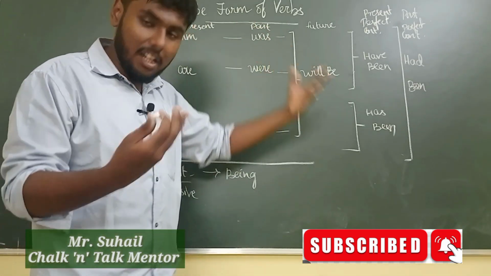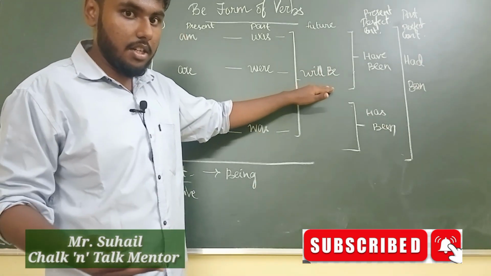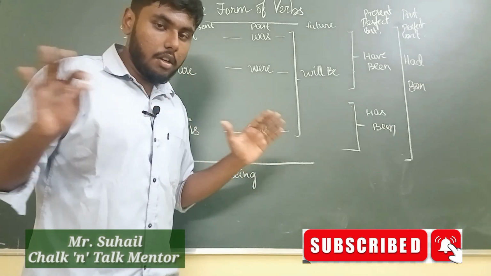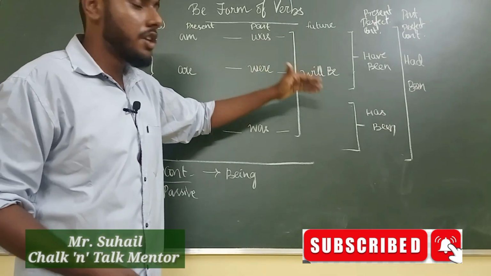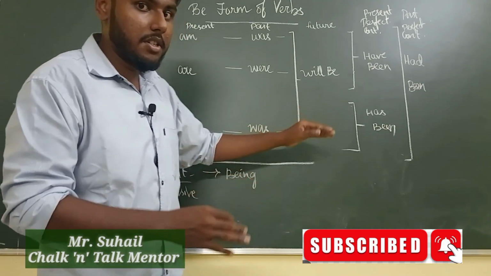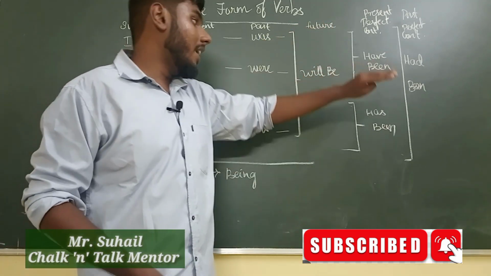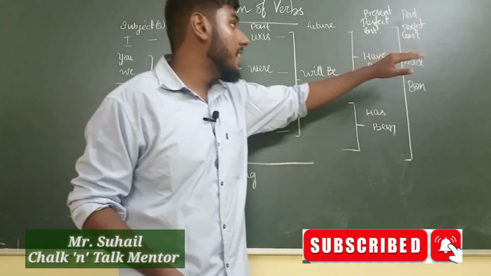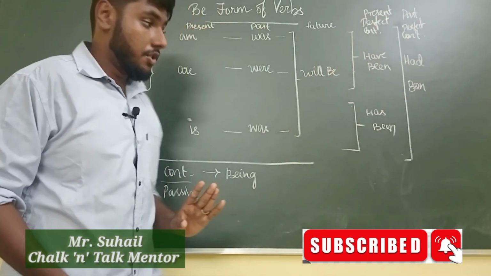Will be, or shall be at times, which is not commonly used. Will be is predominantly used in speeches and written forms, and so I have written only that. Shall be is also to be included, but it is not commonly used, so I have not written it, but you can take note of it. So will be is used for future tense, while has been and have been are used for present perfect continuous, and had been is used for past perfect continuous.